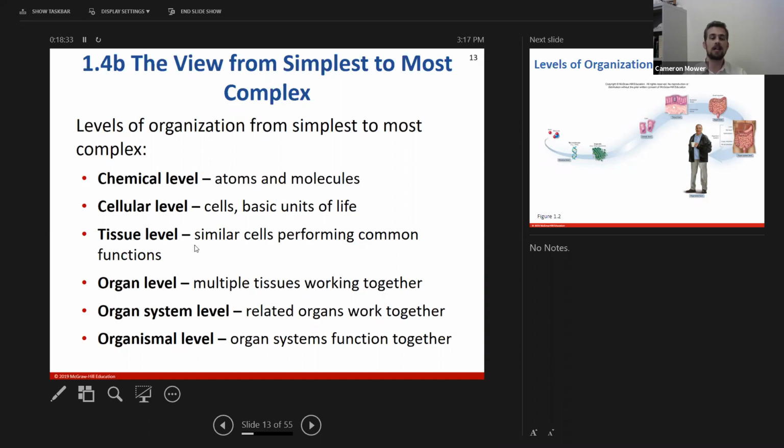Tissues are going to be similar cells that perform a common function. Organs are going to be tissues working together to perform a common function. Organ systems are related organs working together to perform a common function. And then the organismal level, all of the organ systems are working together to accomplish the common function, which is to maintain the living condition.